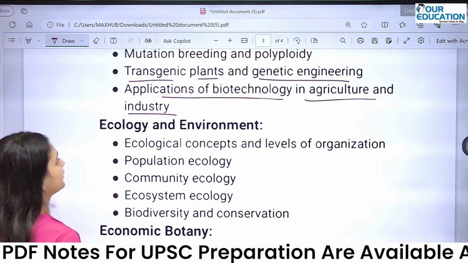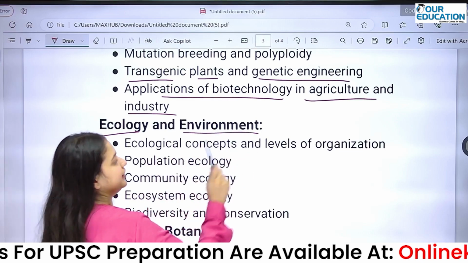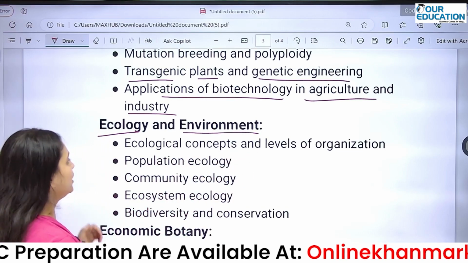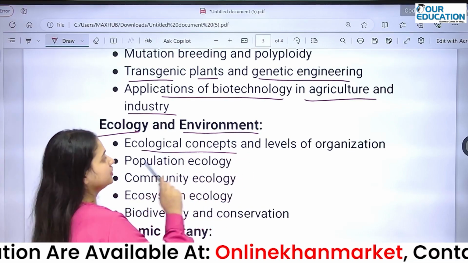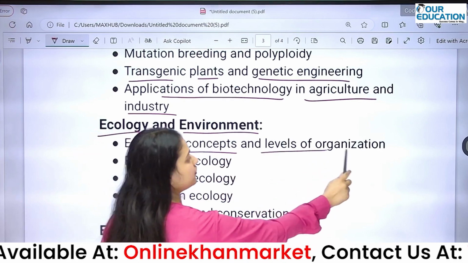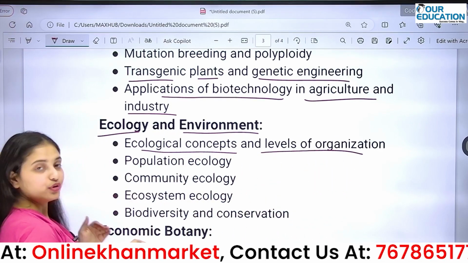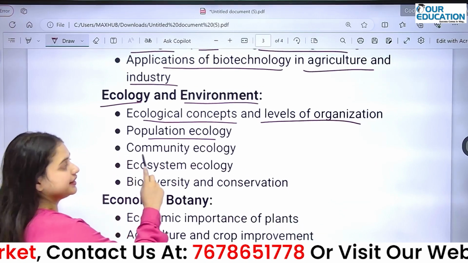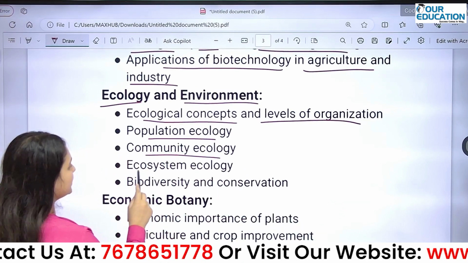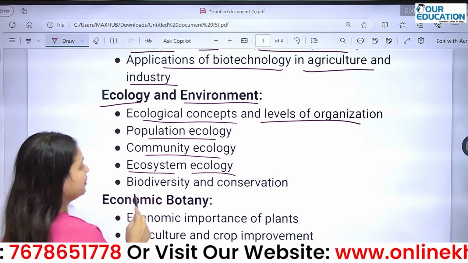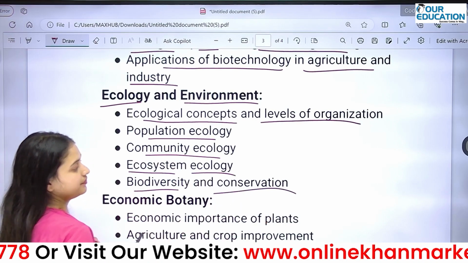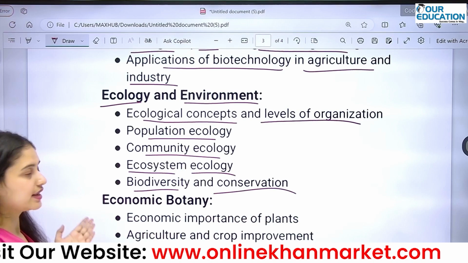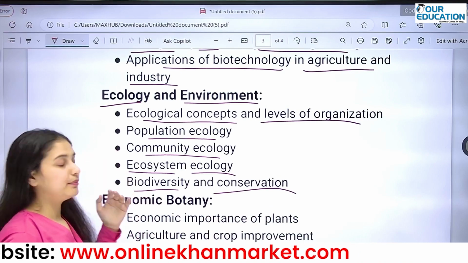Now come to ecology and environment. In ecology and environment you have to cover ecological concepts and levels of organization, population ecology. Now third is community ecology. Fourth one is ecosystem ecology. Then biodiversity and conservation. So you have to cover all these things in ecology and environment.